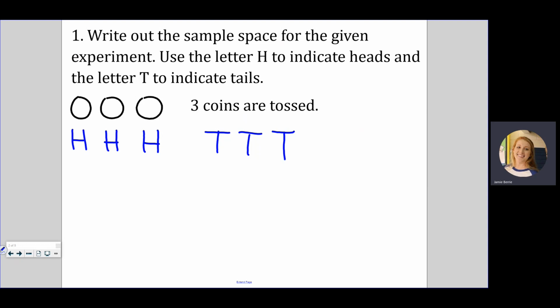All right, so let's build off of that. Give me another possible outcome that starts with heads. Heads, tails, tails. What's another one? Heads, tails, heads. HTH. I think there's one more that starts with heads. HHT, good.